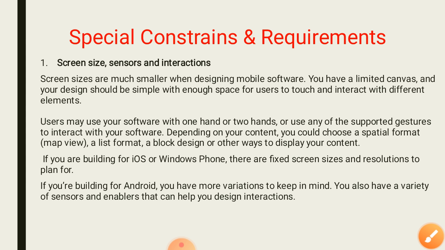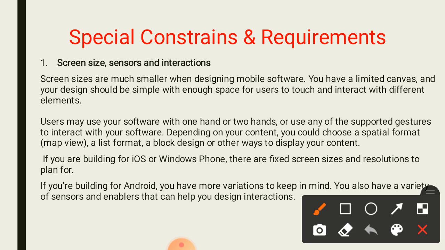Okay, we will see them one by one. The screen size, sensor and the interface. As we are using a mobile, the size of the mobile screen is very small and the design is very hard. If you have limited conveyance, the design should be simple with enough space for the user to touch and interact with the different elements, because applications should run with the help of only touching the pad, so it requires a lot of space and a lot of work to be done internally.